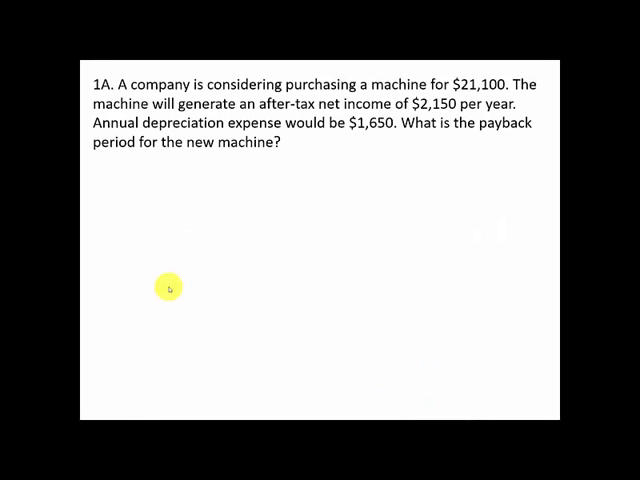So here's our first question. 1A. A company is considering purchasing a machine for $21,100. The machine will generate an after-tax net income of $2,150 per year. Annual depreciation expense would be $1,650 on this machine. So what is the payback period for the new machine? Notice this said net income, and what I told you before was cash flow. So we've got to convert net income into cash flow.